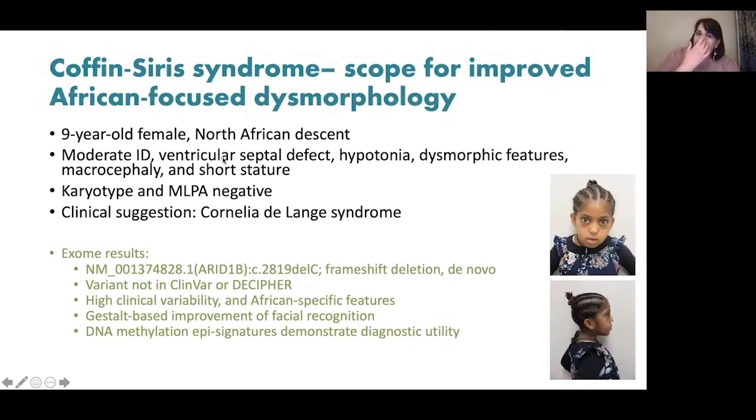We also noted that Coffin-Siris syndrome and other related syndromes present with distinctive DNA methylation episignatures that have demonstrated diagnostic utility. We are currently looking into opportunities to confirm if this is also applicable to our patients, and this information can then be used in future to resolve ambiguous clinical cases, to reclassify those with variants of unknown significance, and even to identify previously undiagnosed subjects through targeted population screening.